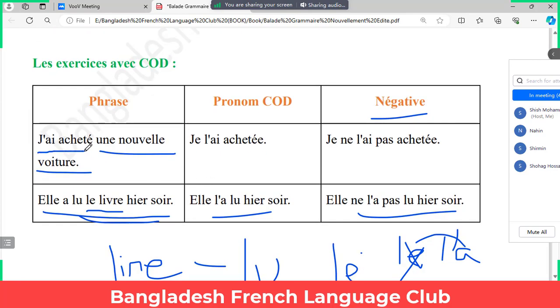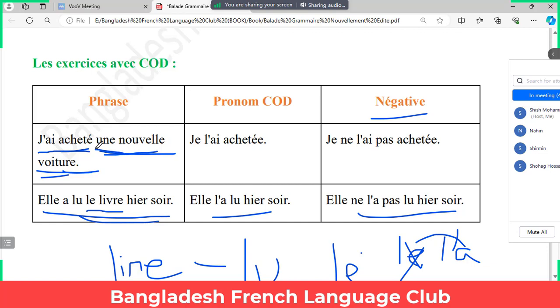So here, like, j'ai acheté une nouvelle voiture. How do we recognize whether it is a direct object or an indirect object? The simple way to understand it is that if we don't find any preposition between the verb and object. Here nouvelle voiture is the object and acheter is the verb, right? So in between there is nothing, there is no preposition, right? So now it's a direct object, okay?